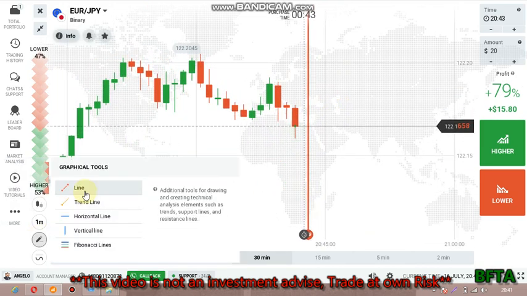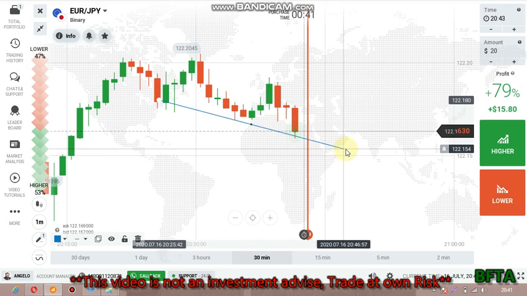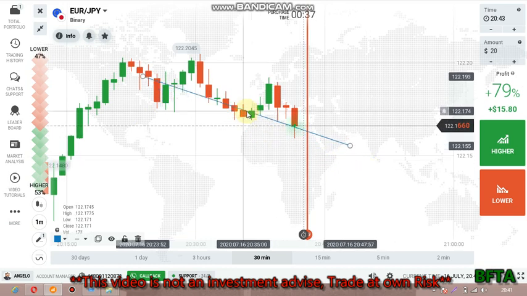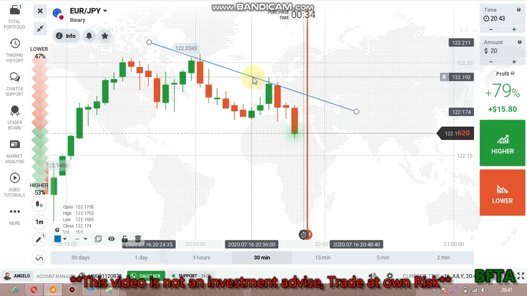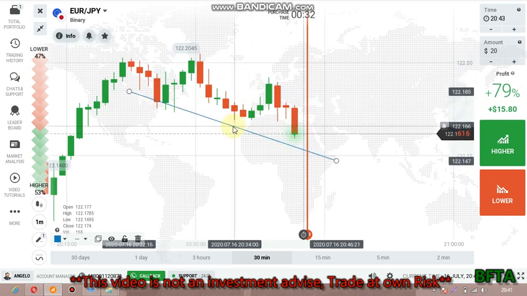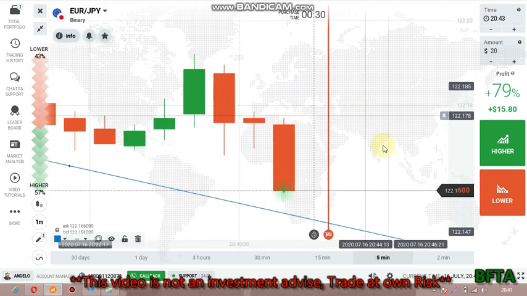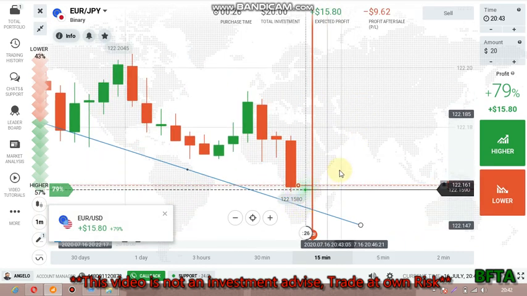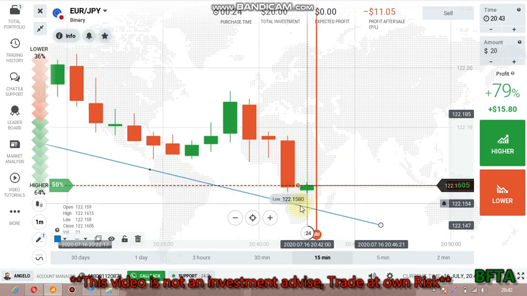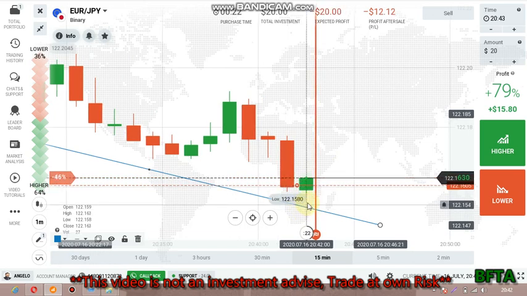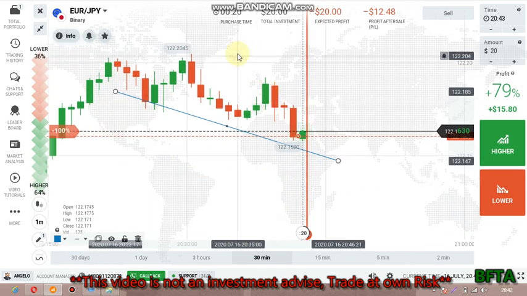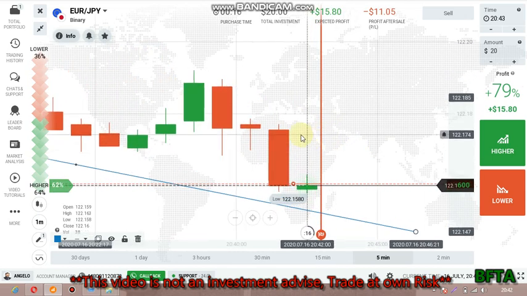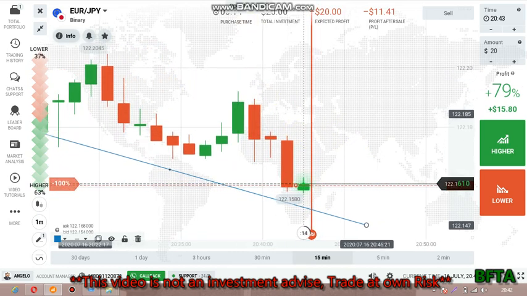Seems that all the pairs are in the same move. Okay. Go to place put option. Place put option because next level is here. So sellers will form a bearish candle to reach this level because the trend is downtrend. The market is creating lower highs and lower lows. So that's why I place put option.